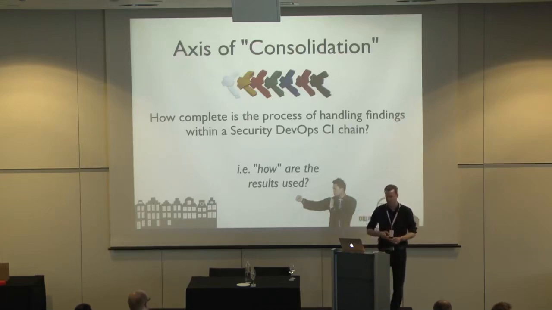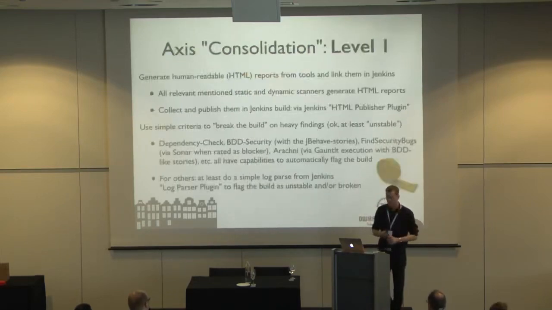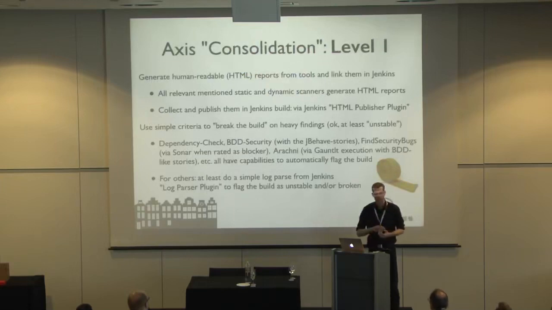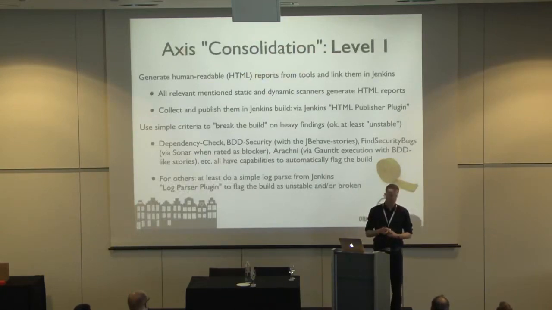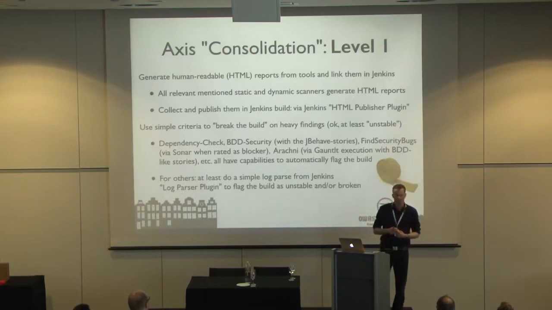Basically, consolidation is about what we are doing with all the findings we get during the build. Level 1, the yellow belt, would be just to generate some human readable report from that, at least, and link that to the build. Why? Yeah, good question. Why? Just for inspection. Then who's going to read that?